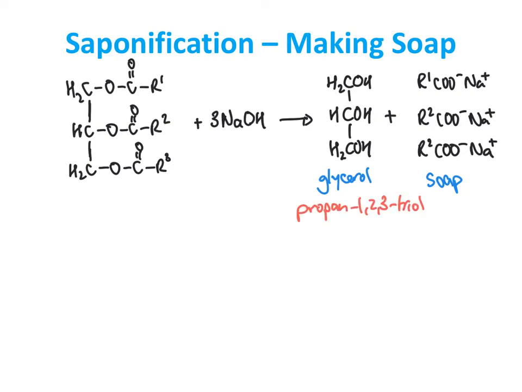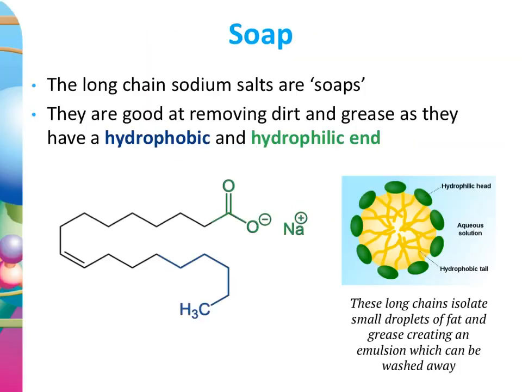So hopefully you saw that it was propane-1,2,3-triol. That is a sort of question, I suppose, that can be asked, like with the lactic acid earlier. So that's making soap. If you use sodium hydroxide with your triglyceride, with your animal fat or vegetable oil, then you get glycerol and you get soap. So a quick description of how they work.